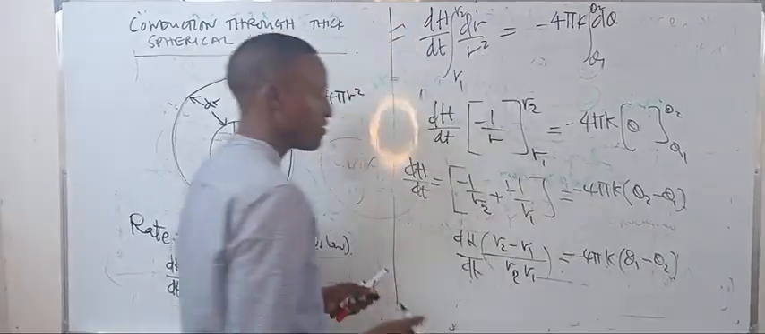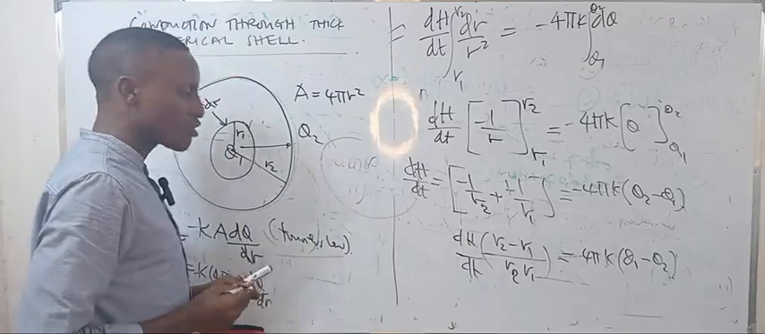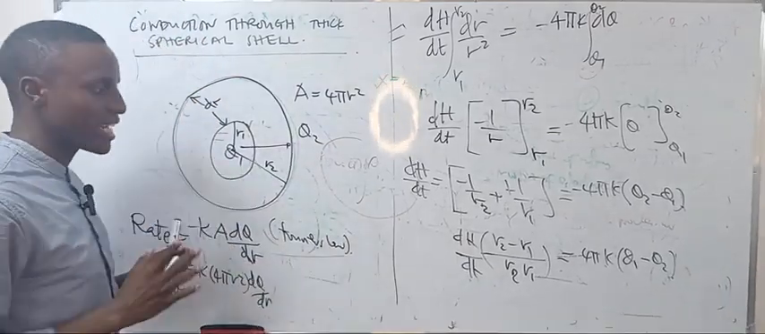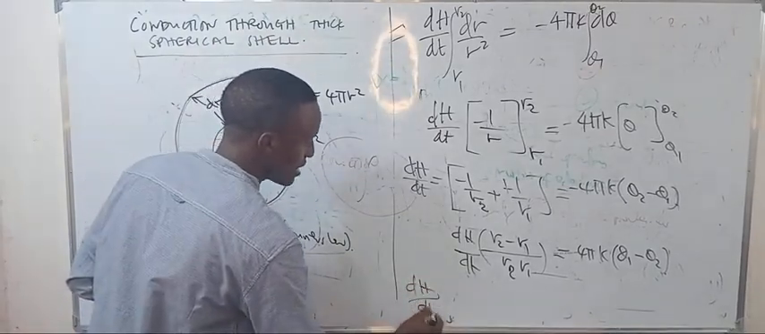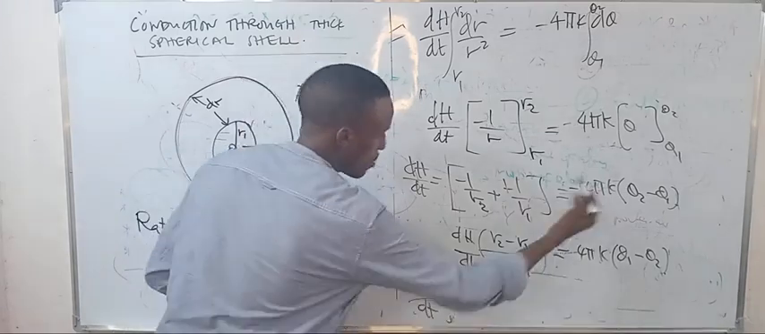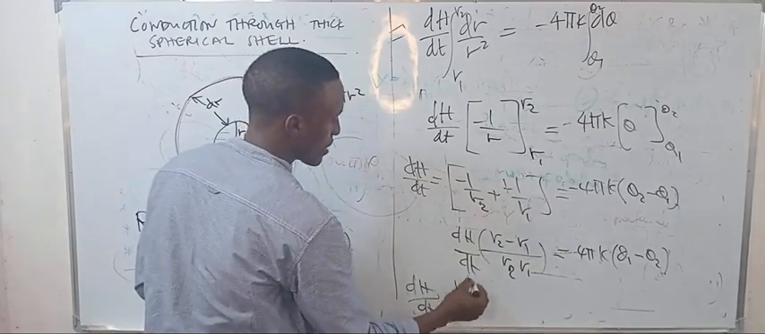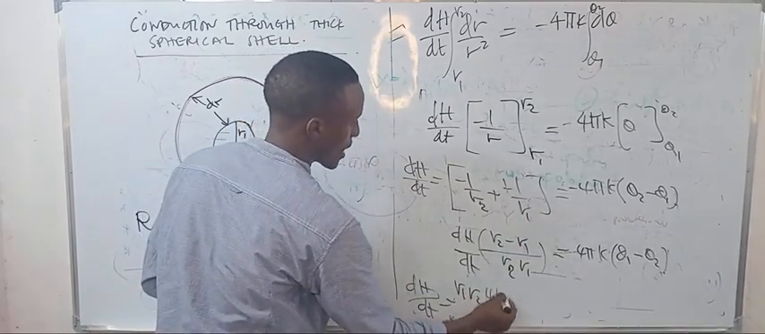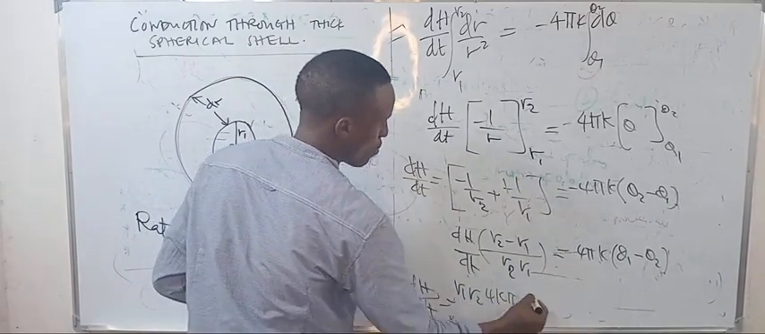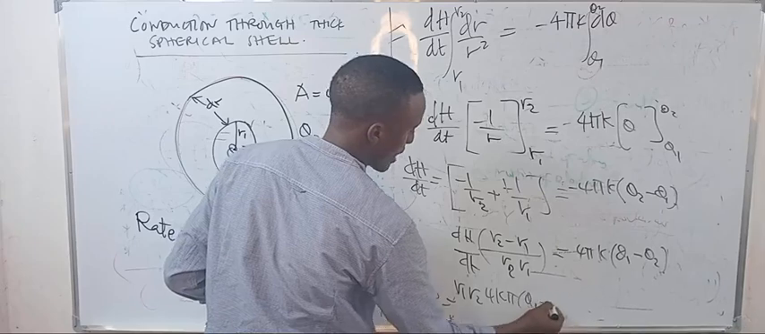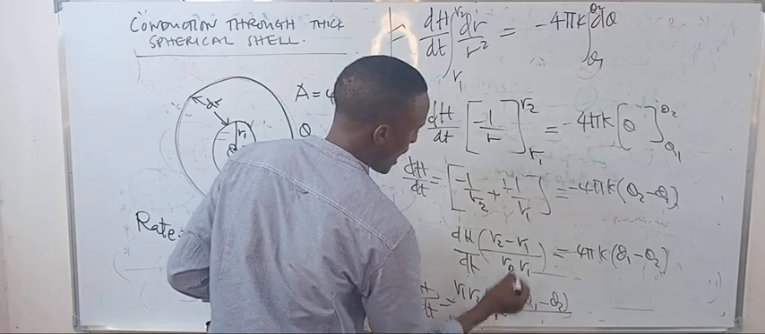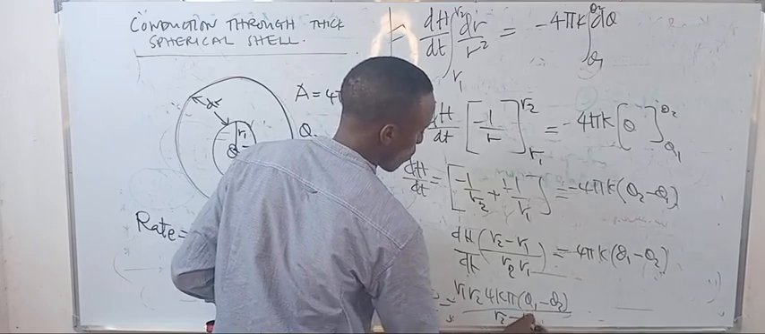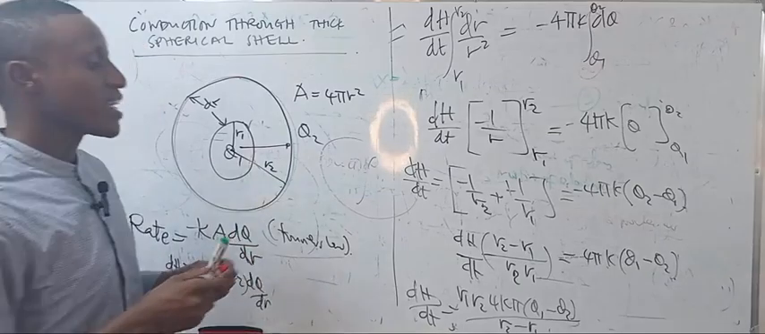That's all about it, chief. So talking about the rate of heat through a spherical shell, the rate dH over dt will just be equal to 4 pi k R1 R2 times theta 1 minus theta 2 over R2 minus R1. Is that clear, chief?